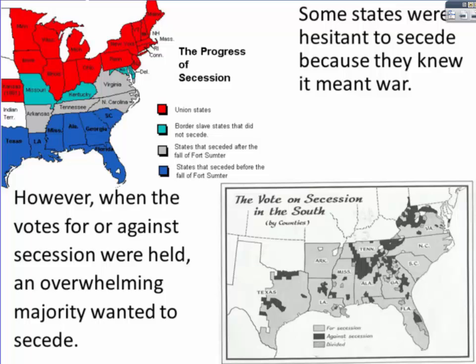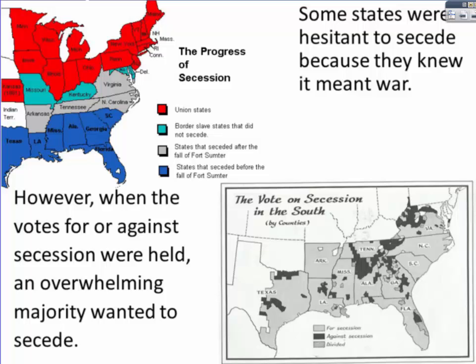If you look at the lower right, the vote on secession in the South, you can see where the coloration is the lightest gray color. These were votes for secession. Extremely dark black coloring shows a vote against secession, and then the slightly darker gray color shows a divided vote over secession.